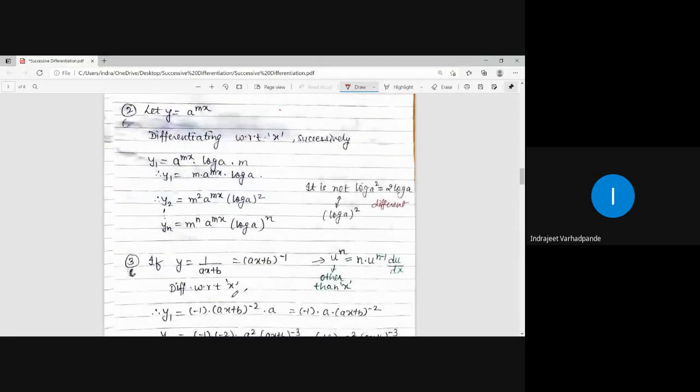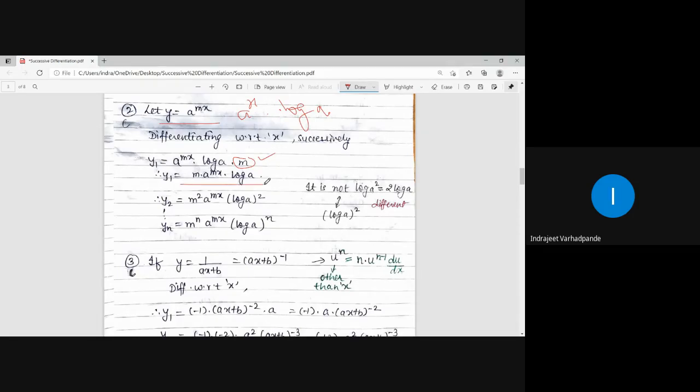Take the second one. y is equal to a to the power mx. So differentiating with respect to x successively, a to the power mx. What is the derivative of a to the power x? a to the power x into log a. So here it is a to the power mx, so a to the power mx into log a into m. The coefficient of x is m, so I will be multiplying it by m.